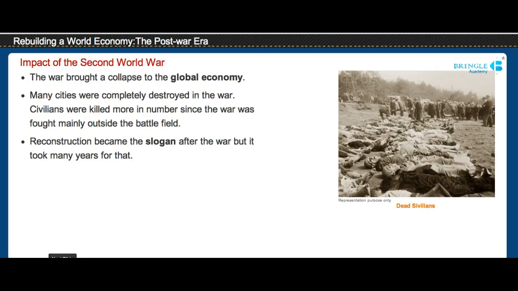The war collapsed the global economy growth. Many cities were completely demolished in the war. Many innocent people were killed since the war was fought mainly outside the battlefield. After the war, reconstruction was the only motive for all the countries.